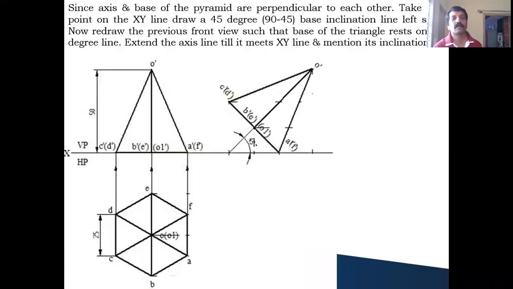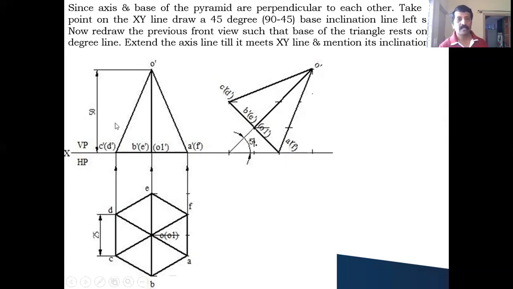Next, the second condition he has given: the axis of the pyramid is inclined at 45 degree to HP. If the axis is inclined at 45 degree, how much should it be with respect to the base? It is 90 minus 45. So the base should be inclined at 45 degree. What you should do: take any one point on the right side of your XY line, and draw a 45 degree line to the left side like this. This is your 45 degree line.